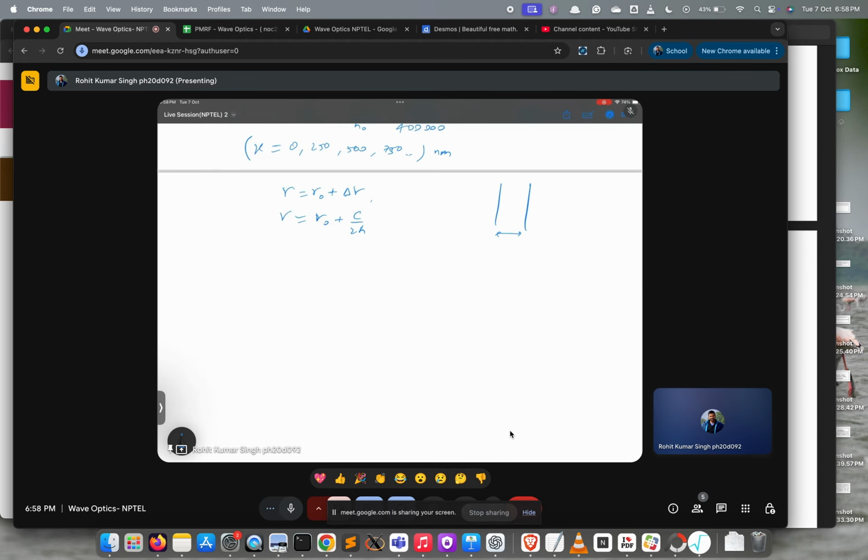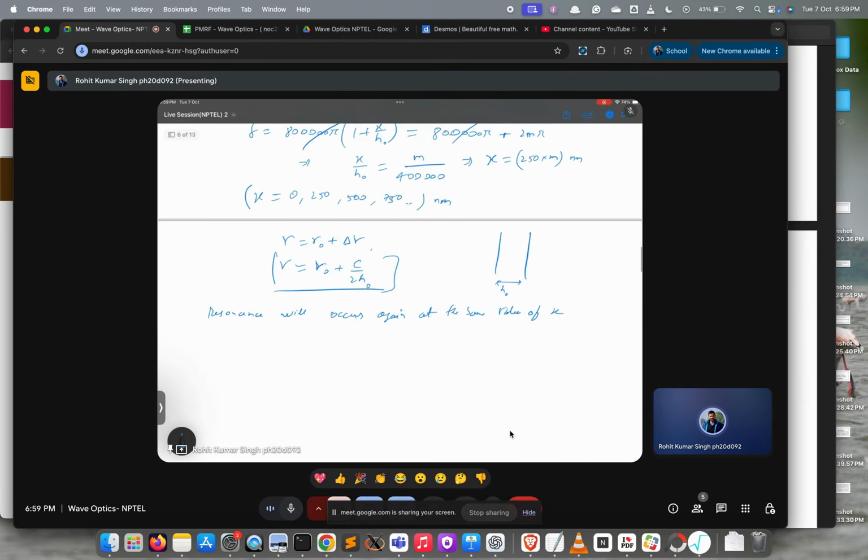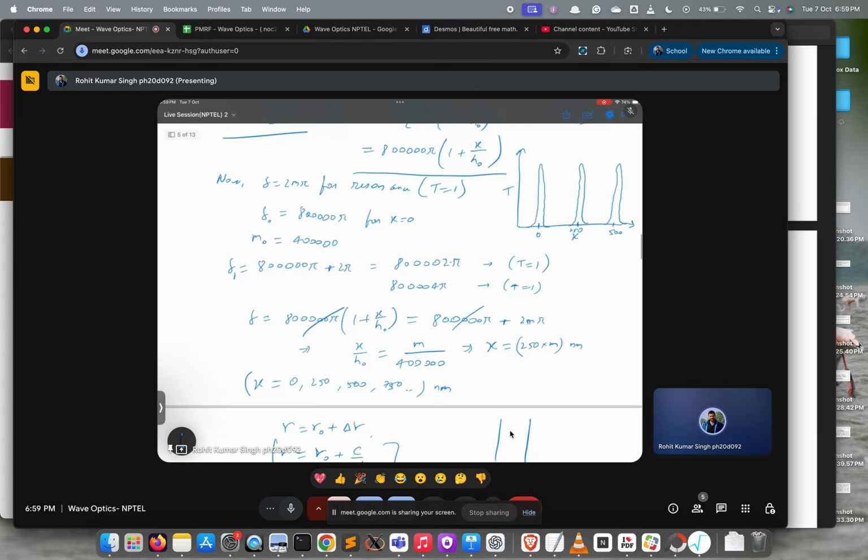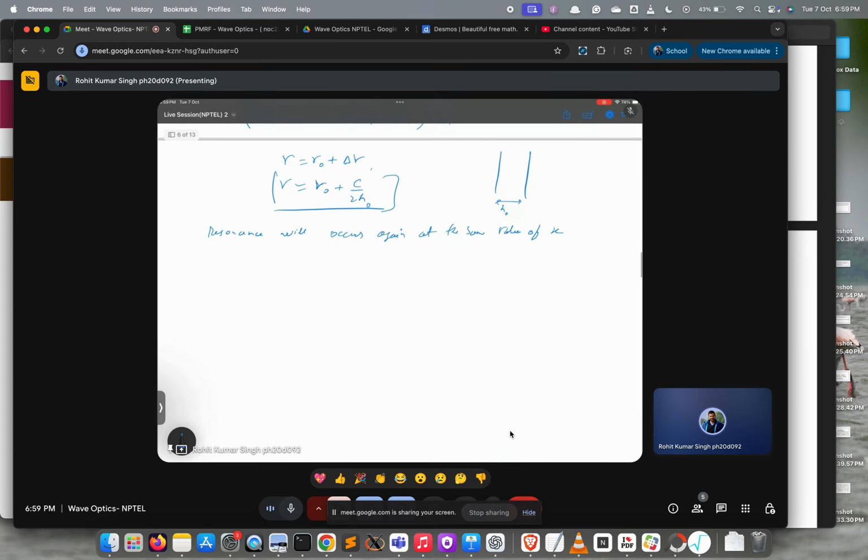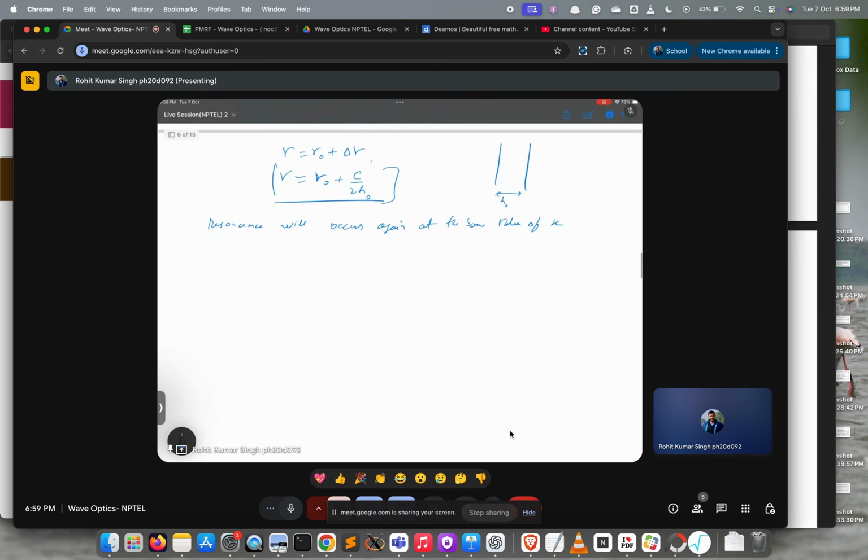Okay, 2h naught. So what I'm saying is, resonance will occur again at the same distance, I mean at the same value of x, if you change your frequency of the light like this. So two things you can do: either you can change the distance or you can change the frequency of the light to get the resonance again.